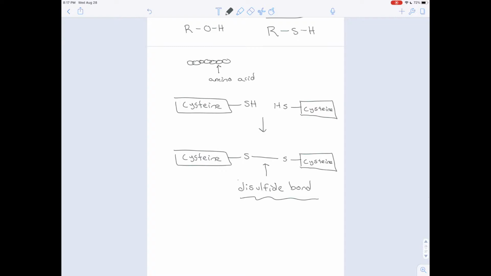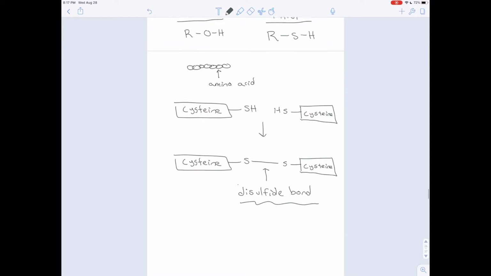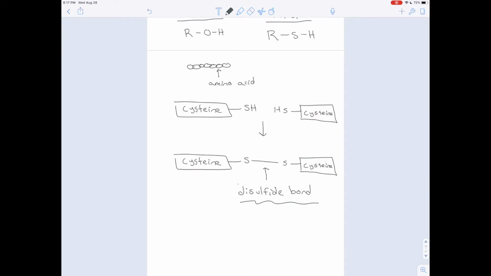And that is a covalent bond that helps to strengthen the connection between amino acids that could be on very different parts of a chain. And when they come together to bond in this way, they force the chain to be in a certain shape. And so they help to give structure to proteins, and they help to strengthen proteins.